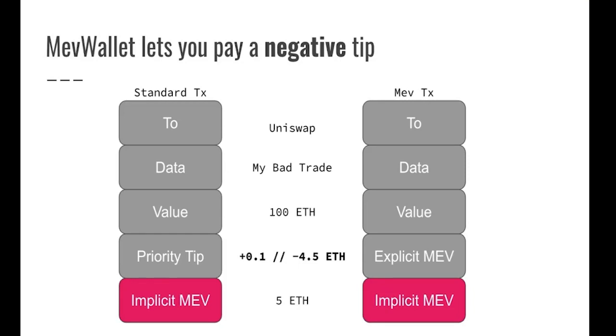What MEV Wallet lets you do is specify that you're going to pay a negative 4.5 ETH tip to the searcher. You're going to force them to provide you 4.5 ETH before they get access to your MEV from your Uniswap trade. So they have to preemptively rebate the MEV that you are giving them. And this lets you manually adjust where in the block your transaction is going to fall by adjusting how much MEV you're creating.